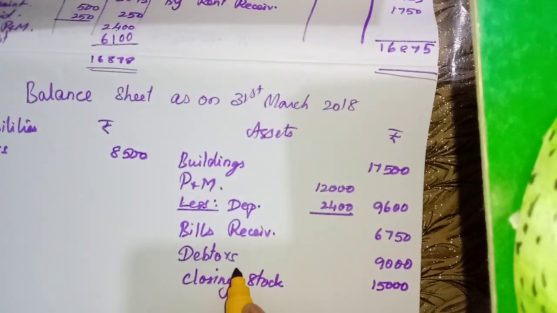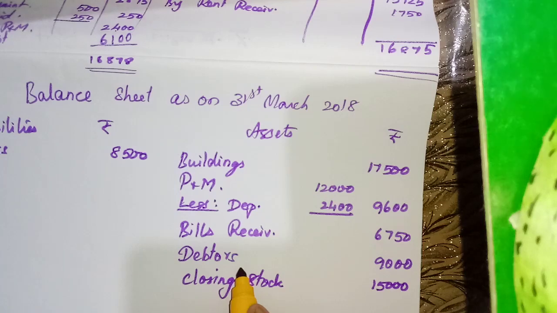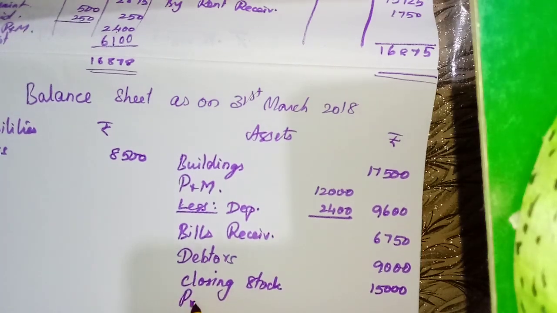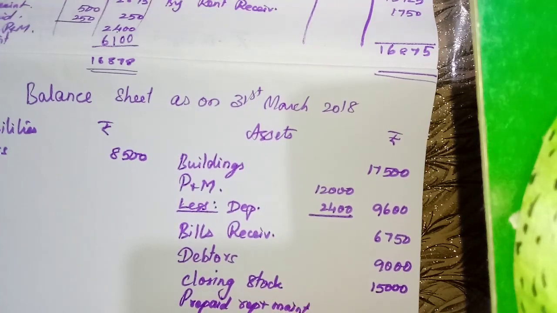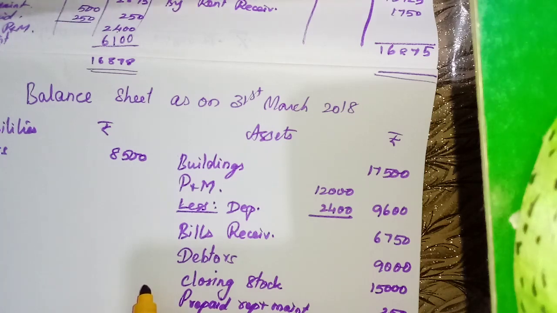Okay. Then outstanding liability. Then repairs and maintenance paid is for next year. So prepaid repairs and maintenance. How much? 250. Okay, closing stock we have entered. Now we will write the cash. Cash 2,000.